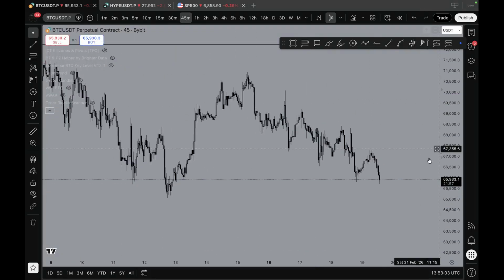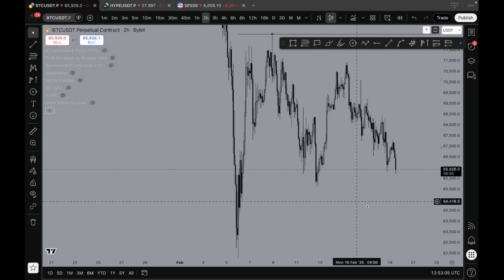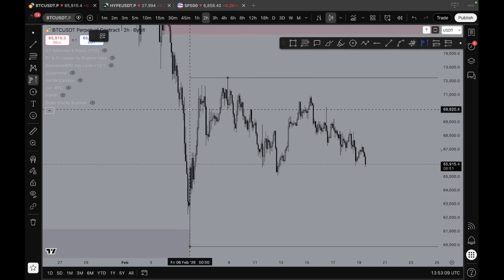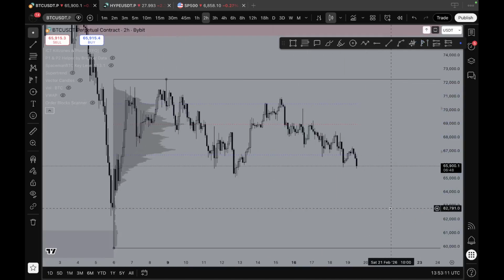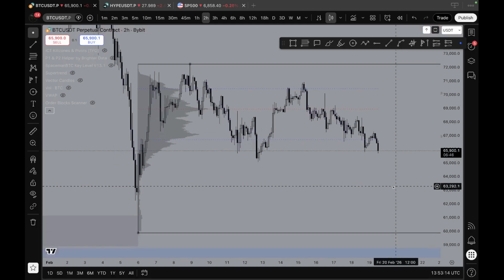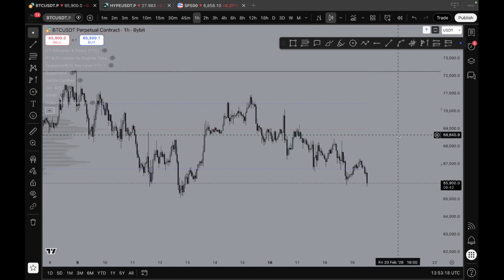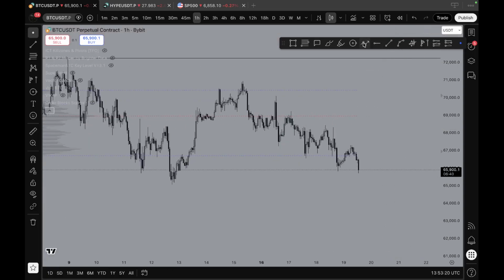If we just look at some demand, as I said, below here, there's almost no volume. So this is a key level to hold. So what we can do is to look at, for example, structure. As I always say, structure is the most important.